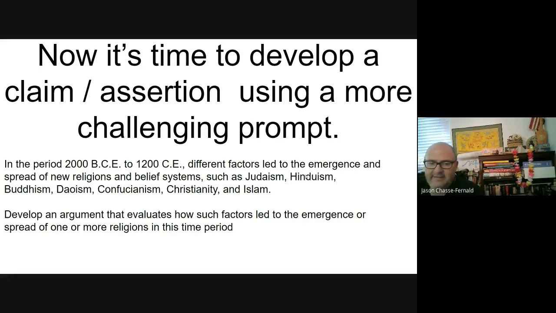So this first little blurb, we often see this with LEQs, DBQs, I guess, increasingly. We have a time period, 1200 BCE to 1200 CE. Different factors led to the emergence and spread of new religions, such as Judaism, Hinduism, Buddhism, Taoism, Confucianism, Christianity, Islam. Develop an argument. So this is the actual prompt. This is the meat. This is what you need to answer. Develop an argument that evaluates how such factors led to the emergence or spread of one or more religions in this time period. Okay, so that's the meat of it.